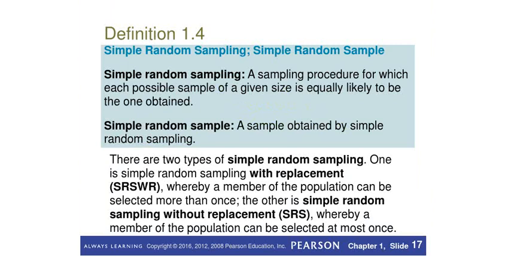Now really there are two types of simple random sampling. One is simple random sampling with replacement, whereby a member of the population can be selected more than once. When we think about this, for example, if random numbers are being chosen for a contest, it is possible that one of those numbers could be chosen more than once unless we take that number off of our list of possible winning numbers. On the other hand, simple random sampling without replacement, which we just refer to as SRS, is the most common one, whereby a member of the population can only be selected at most once.